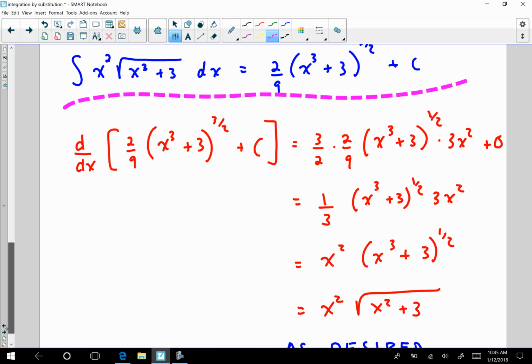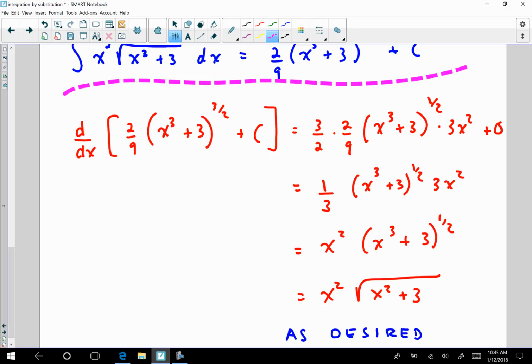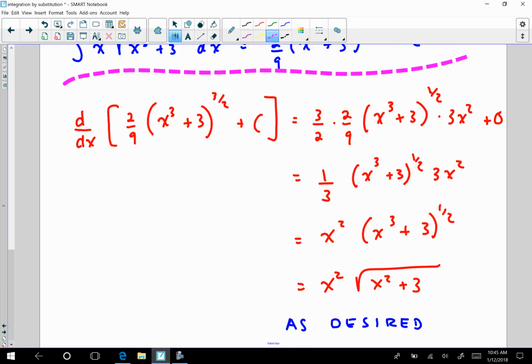And here I've left a check. You can pause the video and look at your check. I'm not going to walk through the check, but you can pause the video and go through this check if you'd like.